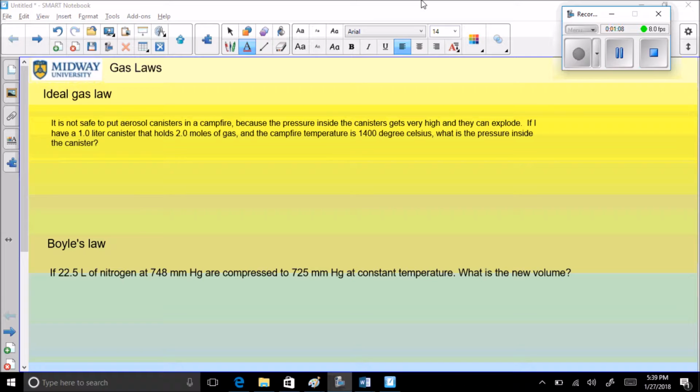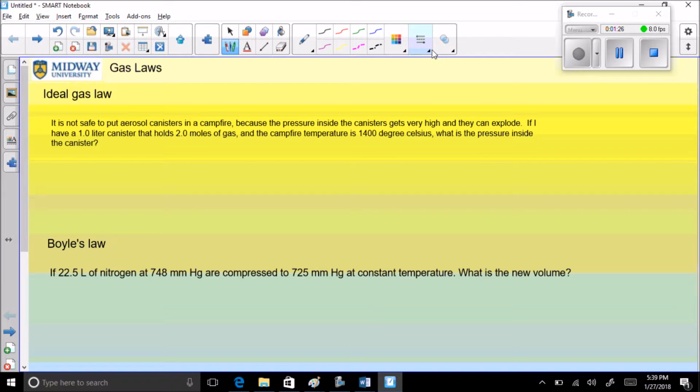If I have a 1 liter canister that holds 2 moles of a gas and the campfire temperature is 1400 degrees Celsius, what is the pressure inside the canister? So we write the ideal gas law. Let me get my pen. What's the ideal gas law? It is PV equals nRT, right?